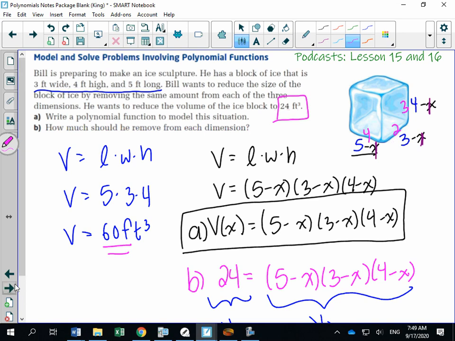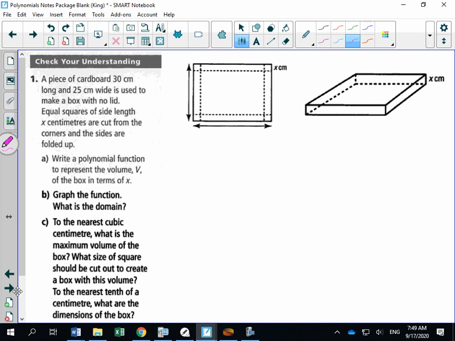Let's look at the second question, which is going to be a similar type of question. We're just going to be thinking a little bit more about this. So what this question says is we have a piece of cardboard, okay? And the cardboard is 30 centimeters long and 25 centimeters wide. So let's label our cardboard 30 centimeters long and it's 25 centimeters wide.